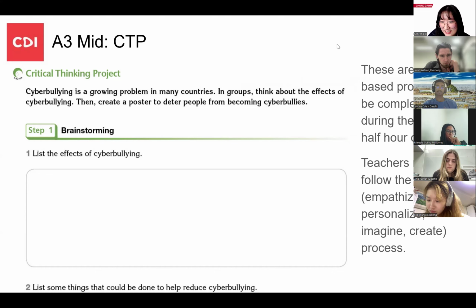Teachers can follow the same EPIC process. So empathize, personalize, imagine, and create that you follow. But the steps are pretty straightforward in the project pages as well. You can just follow them. Again, I don't know if this is true for other branches, but you can check with your BM or your FM if they allow teachers to independently create their own projects, then feel free to think of something more engaging for your students and personalize those projects.